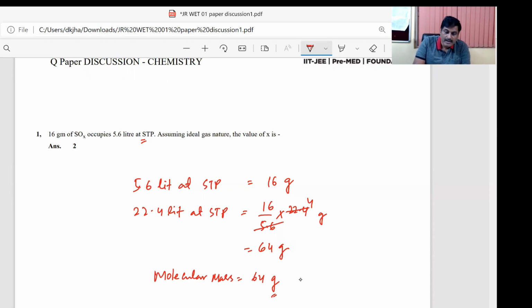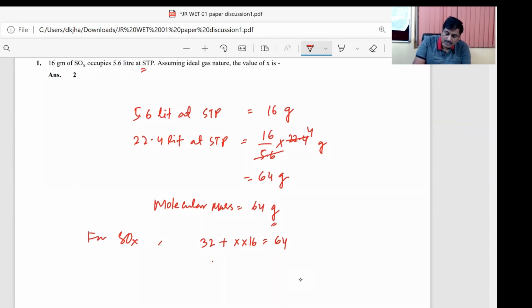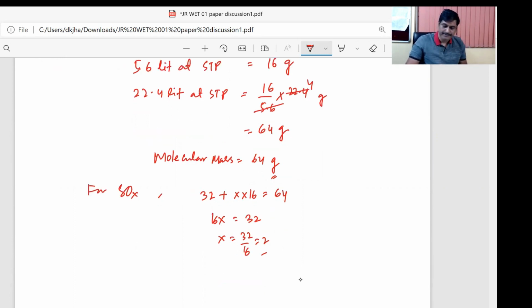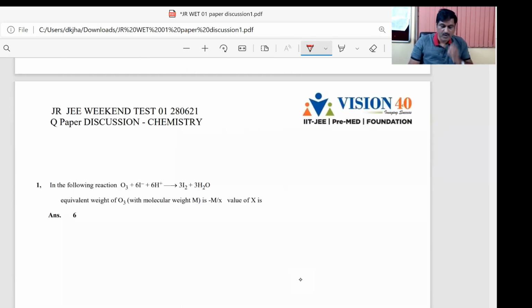Yes. Here we have SOx. So here we can write 32 plus x into 16 is equal to 64. Correct or not? So 16x is equal to 64 minus 32, which is 32. x is equal to 32 divided by 16, which is 2. It is SO2. Correct? Yes. Very good.